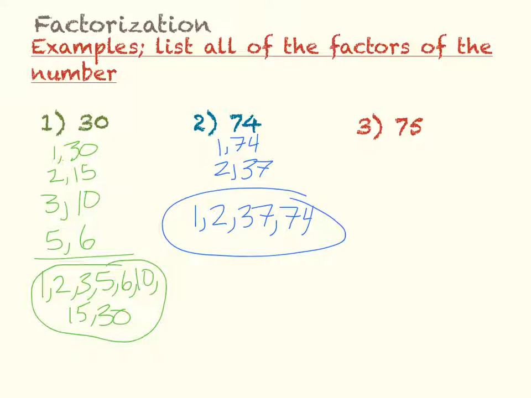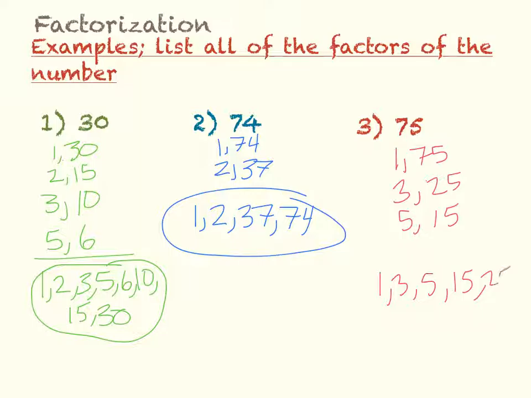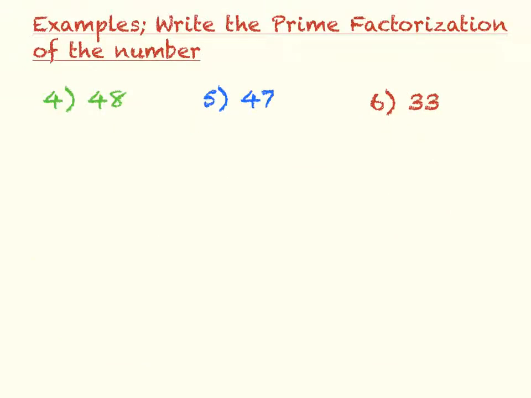And the last one is 75. So I know that 1 times 75 is 75. I also know that if I think of dollars, if I divide $1 into 4 quarters, 3 of them is 75. So 3 times 25 is 75. And it's divisible by 5. So 5 times 15. And then if I continue going, I will find that those are the only factors. So 1, 3, 5, 15, 25, and 75 are the only factors of 75.